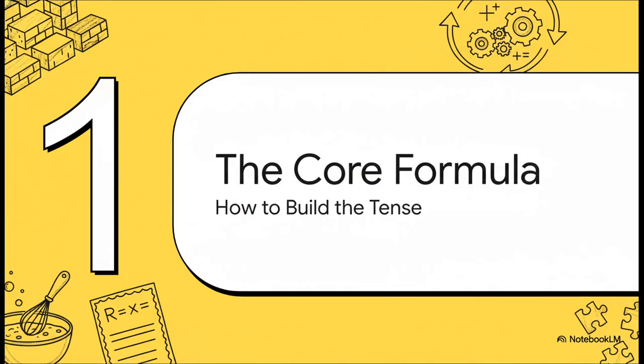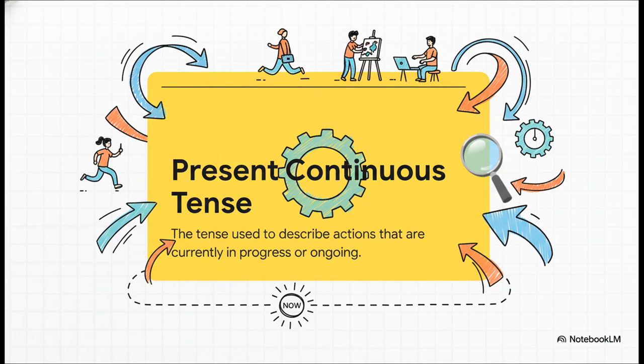Okay, first things first, let's look at the core formula. Seriously, think of it like a super simple recipe, a structure that once you get the hang of it, works every single time. So let's break down the ingredients. So what is it really? Well, the present continuous is all about actions that are in progress. It's the tense of now. It's not about stuff that happened yesterday or what might happen tomorrow. It's all about what's going on in and around this very moment.